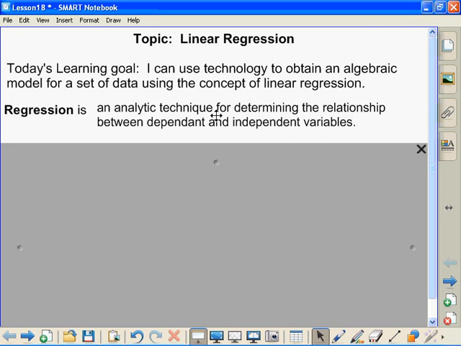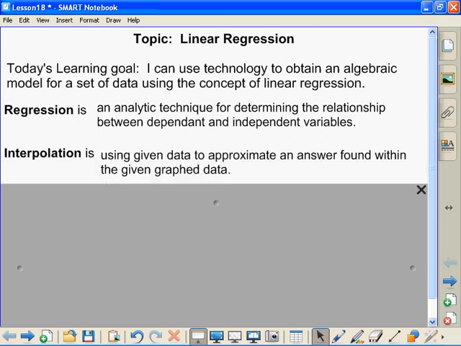The term regression comes up throughout this unit, and regression is an analytic technique for determining the relationship between a dependent and an independent variable. So it's a process in which we come up with a mathematical model, an equation between an x and a y variable. And that's exactly what you're doing when you're looking for relationships in the data that you get from your project.